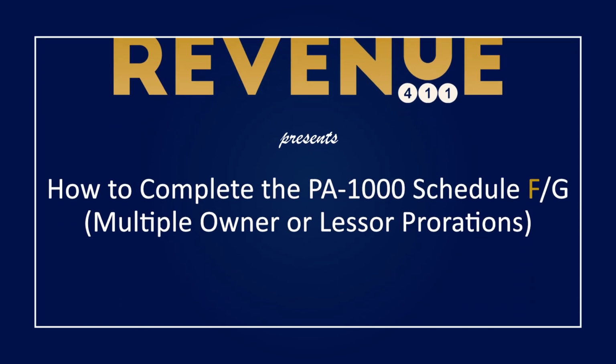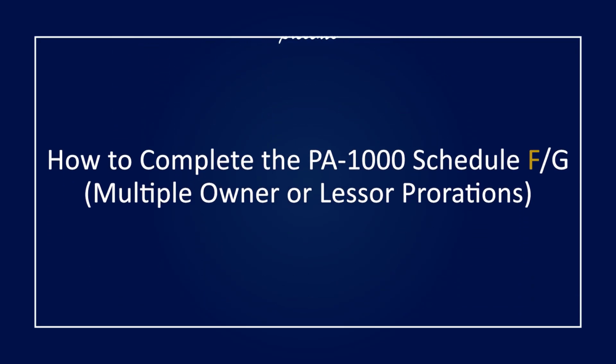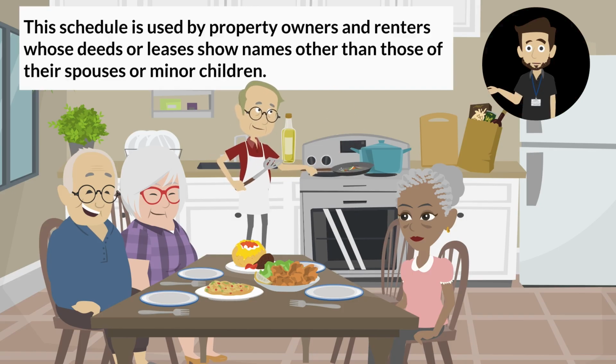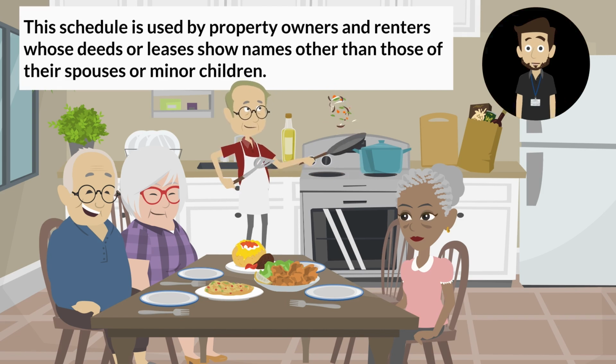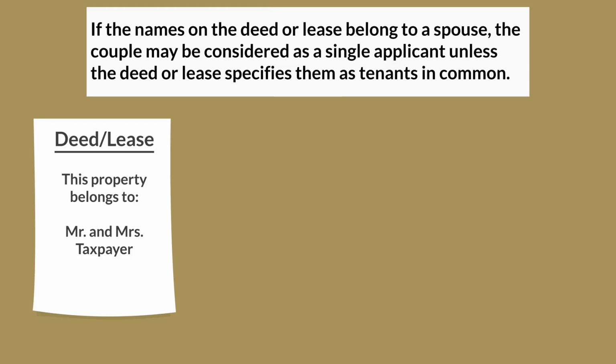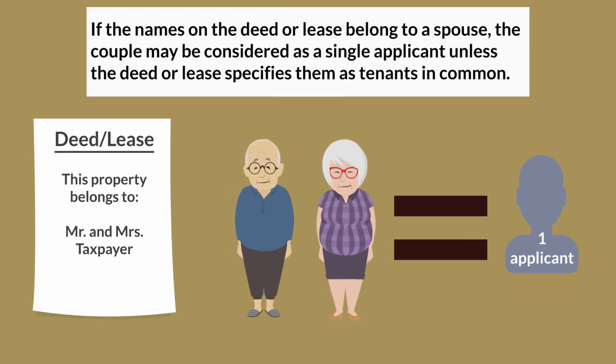Thank you for joining us in learning how to complete the PA-1000 Schedule F for the Property Tax Rent Rebate Program. This schedule is used by property owners and renters whose deeds or leases show names other than those of their spouses or minor children. If the names on the deed or lease belong to a spouse, the couple may be considered as a single applicant unless the deed or lease specifies them as tenants in common.